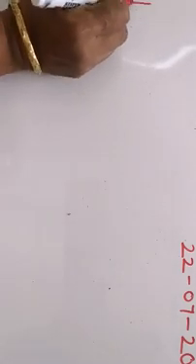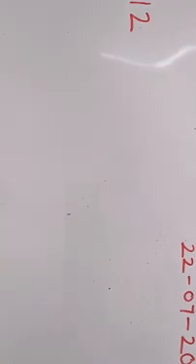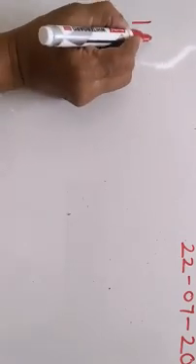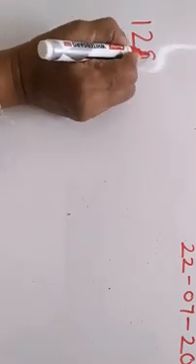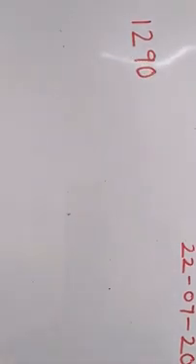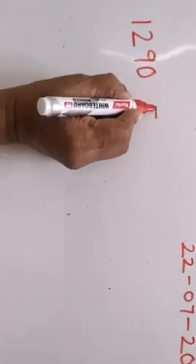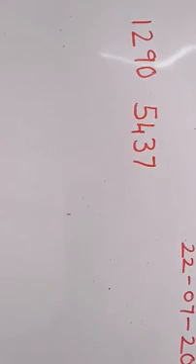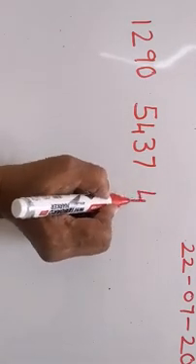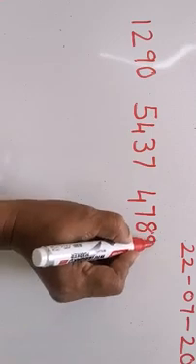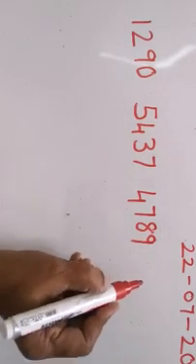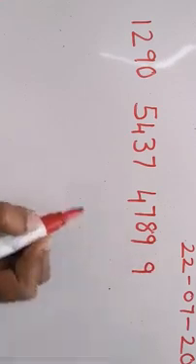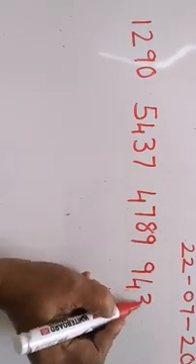I take this number. This is 1. Let me just write it this side. 1290. My second number is 5437. My third number is 4789. And my next number is 9430.